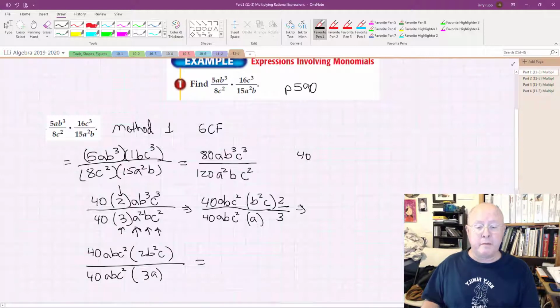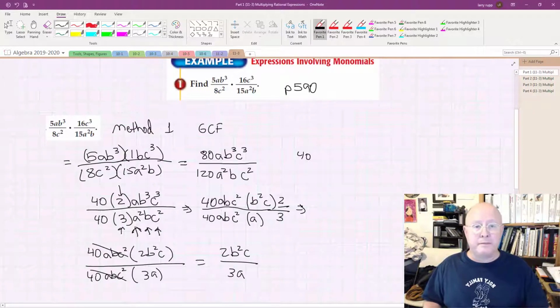3A. Now remember, the top and the bottom, you have to factor out the same thing, because 40ABC squared over 40ABC squared is 1. And if you multiply anything by 1, you haven't changed it. All right? So these guys cancel. And what you're left with is, in the end, 2B squared C over 3A.